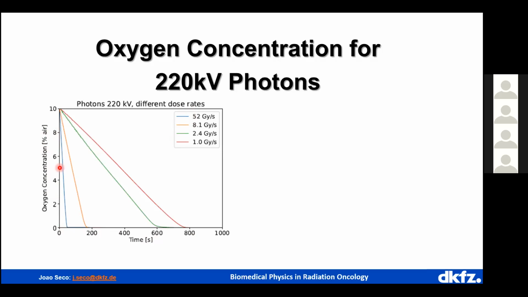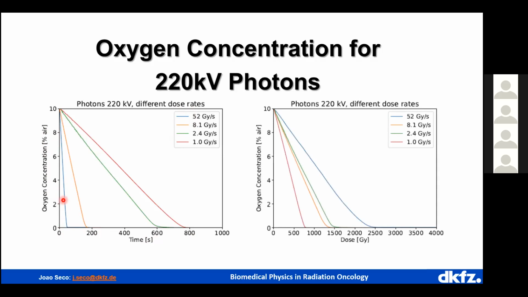So you see here, the blue line represents the removal of oxygen at a very fast rate. We did that for photons. And here on the left and on the right are two slightly different levels of experimenting.